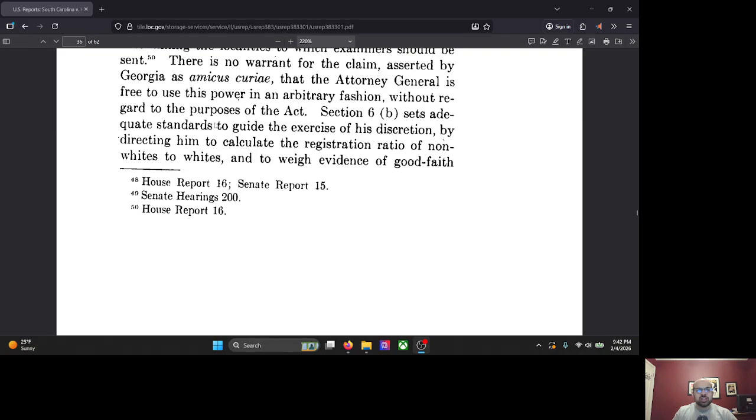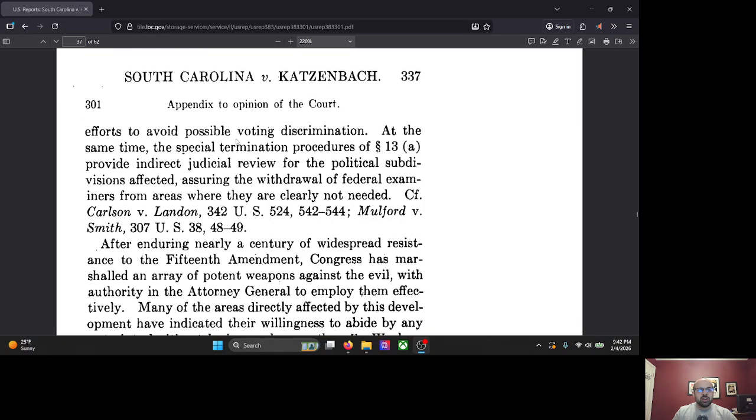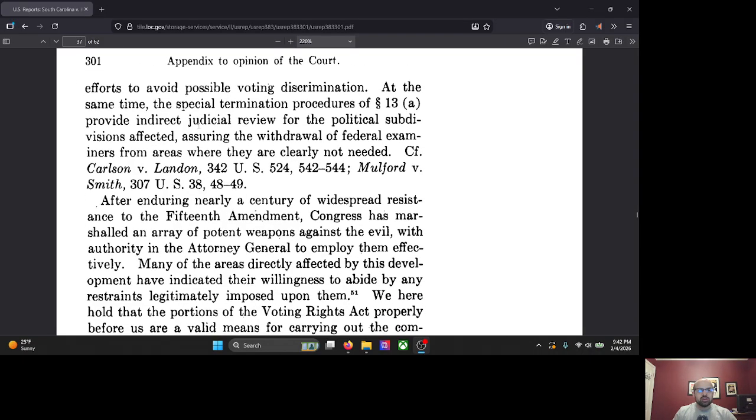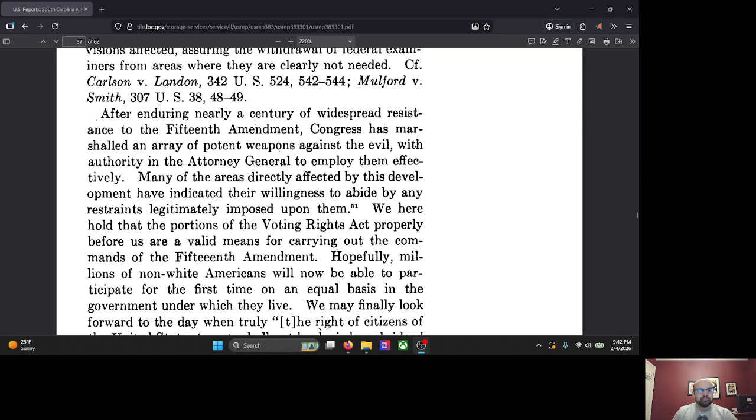Subsection 6b sets adequate standards to guide the exercise of his discretion by directing him to calculate the registration ratio of non-whites to whites and to weigh evidence of good faith efforts to avoid possible voting discrimination. At the same time, the special termination procedures of subsection 13a provide indirect judicial review for the political subdivisions affected, assuring the withdrawal of federal examiners from areas where they are clearly not needed.